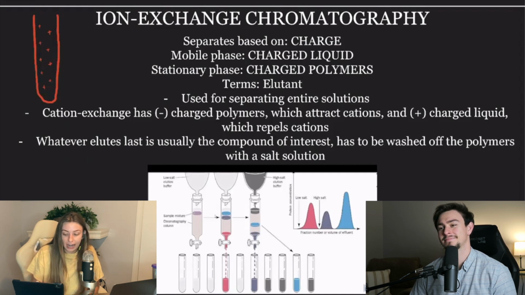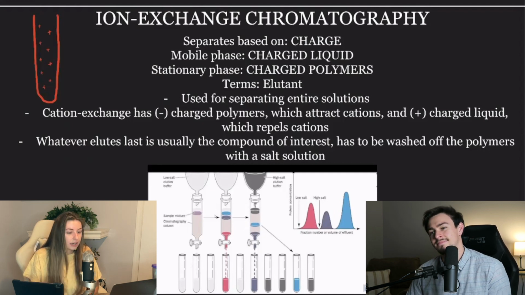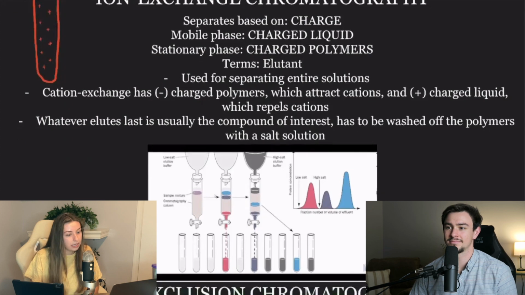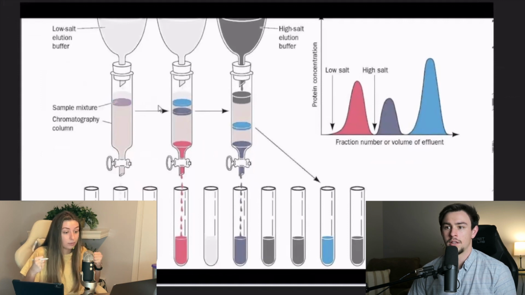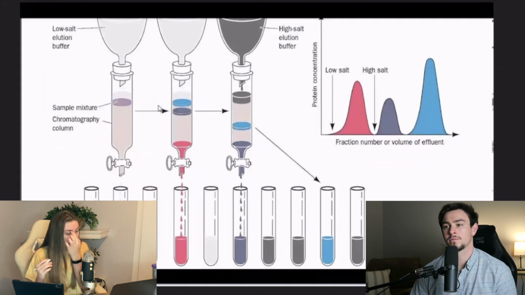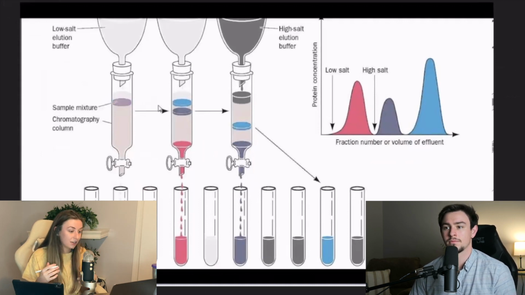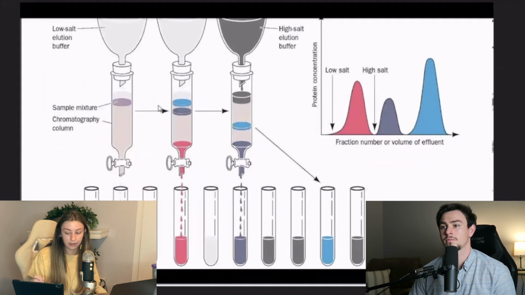Let me zoom in on my picture here. This is my sample mixture. It's got a bunch of different stuff in it: negative, positive, neutral, but we're trying to get the negative stuff. We're doing anion exchange. As it goes through these beads, it's going to separate itself based on charge. So the positive stuff is going to be like, oh, don't touch me, polymers, and go straight through.